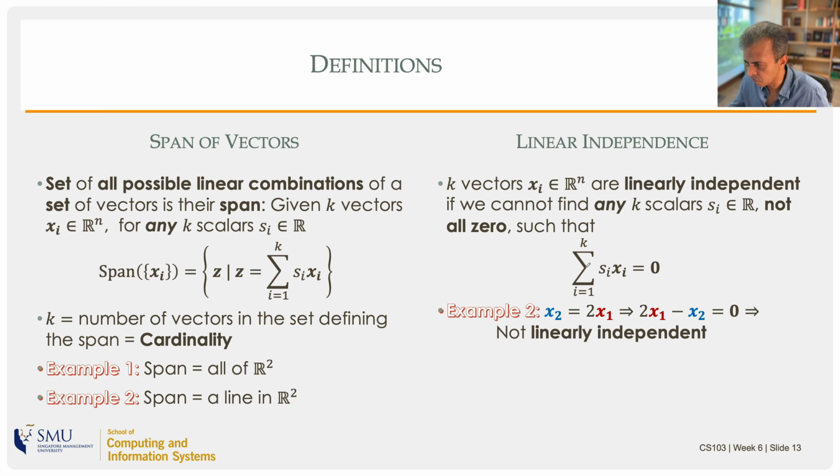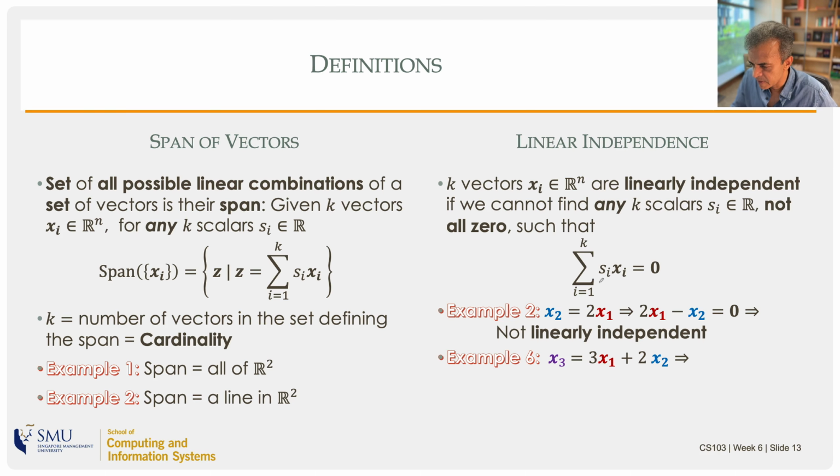A non-trivial linear combination giving you 0 means that the vectors are linearly dependent. So if you can form some linear combination of the k vectors such that the si are not all 0, at least some of them are not 0, and if that linear combination becomes 0, then you know that these vectors are linearly dependent. If you cannot form that, then they are linearly independent. Of course, if you take all si to be 0, this will always be 0, but that's not the linear combination that we're looking for. We are looking for non-trivial linear combinations. Having all si's be 0 would be a trivial linear combination.